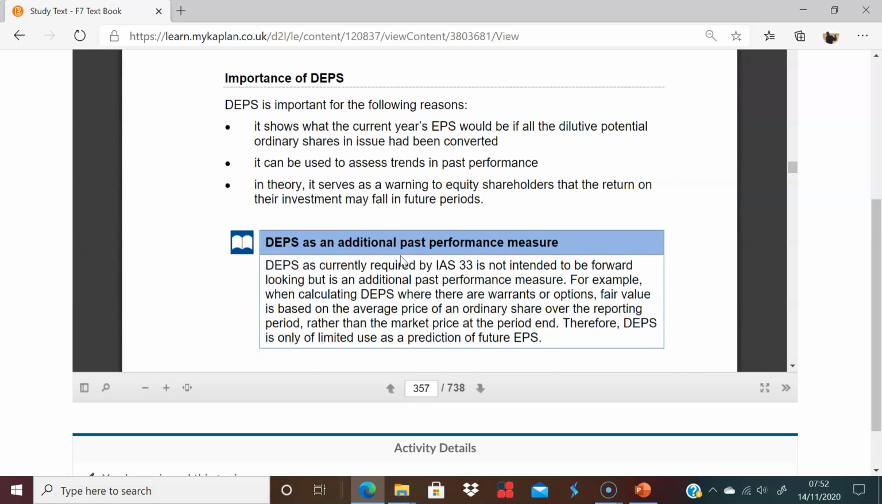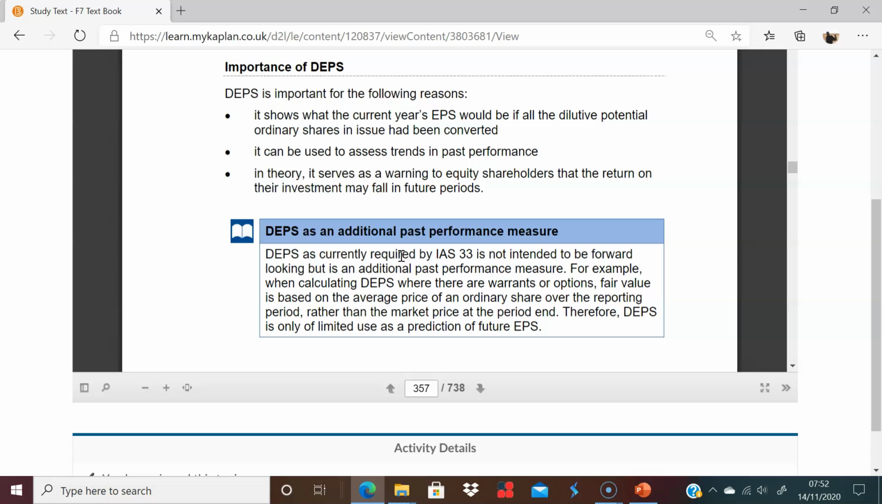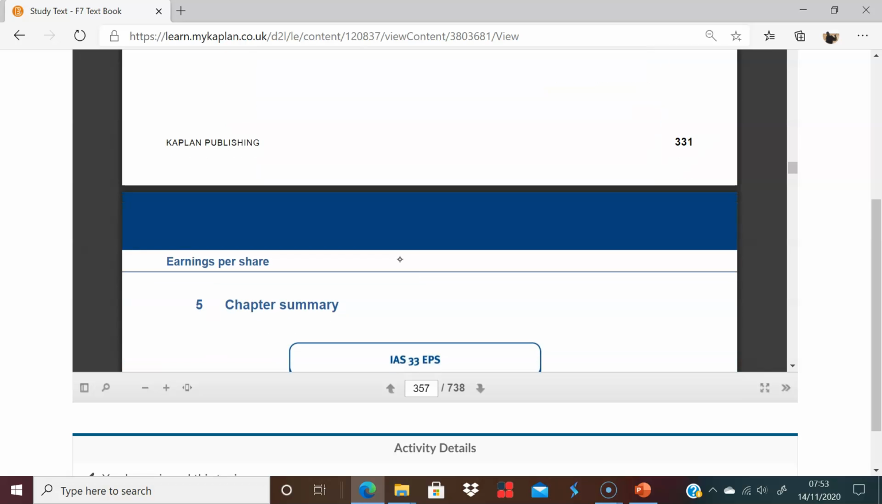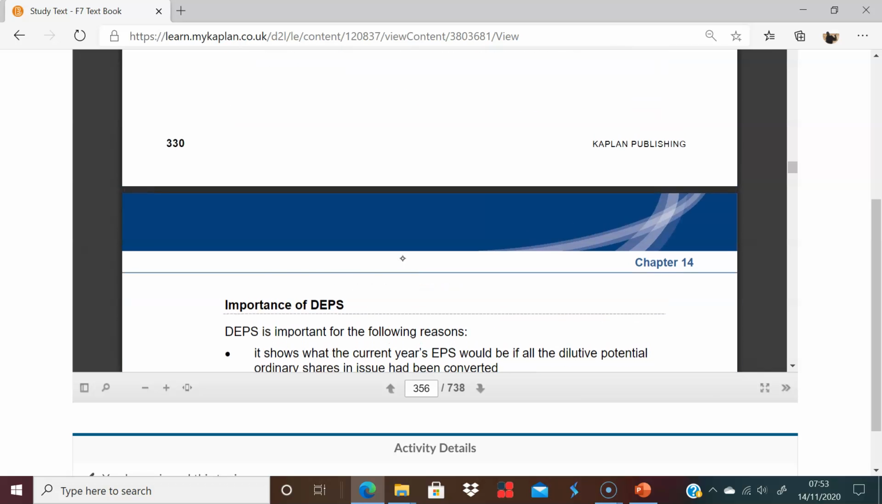I think that's the important thing. I think DEPS is very good. It gives signals about what could potentially happen. It shows what the current EPS would be if all the dilutive potential ordinary shares had been converted. So in a way, it serves as a warning to equity shareholders of what might happen in the future. Cool, great stuff. And that brings us to the end of this series on earnings per share.